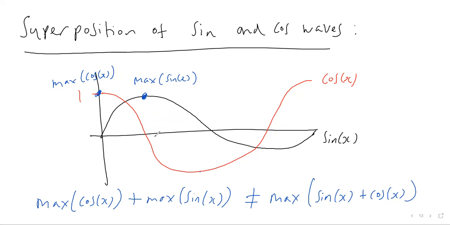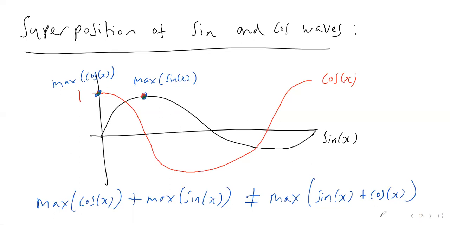If you do this cos wave plus this sine wave, you're not going to get the maximum value of cos plus the maximum value of sine, because they have different x coordinates. You're adding the corresponding y coordinates together, that and that and that. We're adding the y values for every x value. So we're not adding the maximum value of cos and the maximum value of sine, because they occur at different x values.